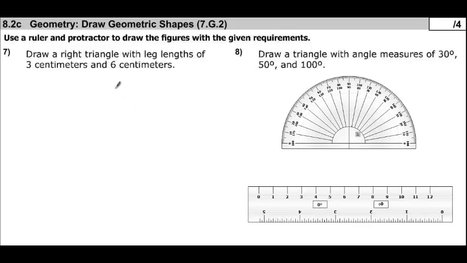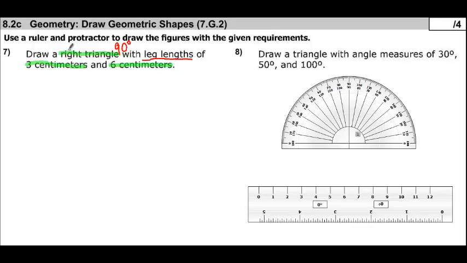So we have two things that we're asked to do. We're asked to draw a couple of triangles. The first one is going to be a triangle where we're given certain lengths of sides and one right angle. Problem 8 is a triangle where we're given all angles. I would strongly suggest that any time you have a problem like this, you highlight the facts. Here are the facts. For problem 7, we need a right triangle. You might even put a note here to yourself. That means 90 degrees. With leg lengths of 3 centimeters and 6 centimeters.